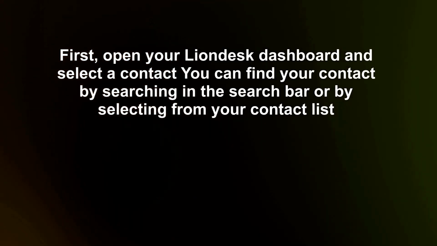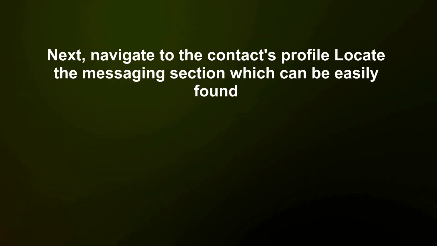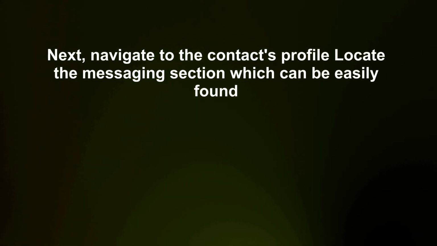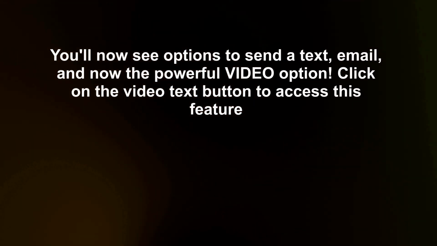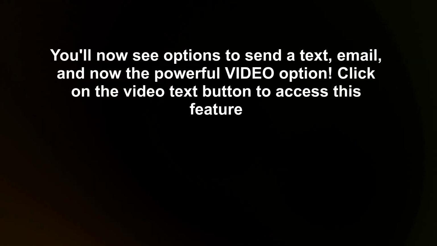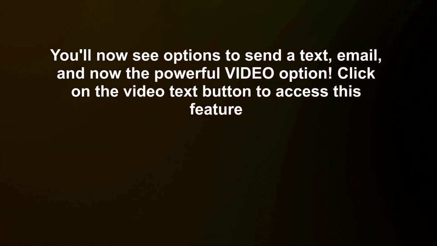You can find your contact by searching in the search bar or by selecting from your contact list. Next, navigate to the contact's profile, locate the messaging section, which can be easily found. You'll now see options to send a text, email, and now the powerful video option. Click on the video text button to access this feature.